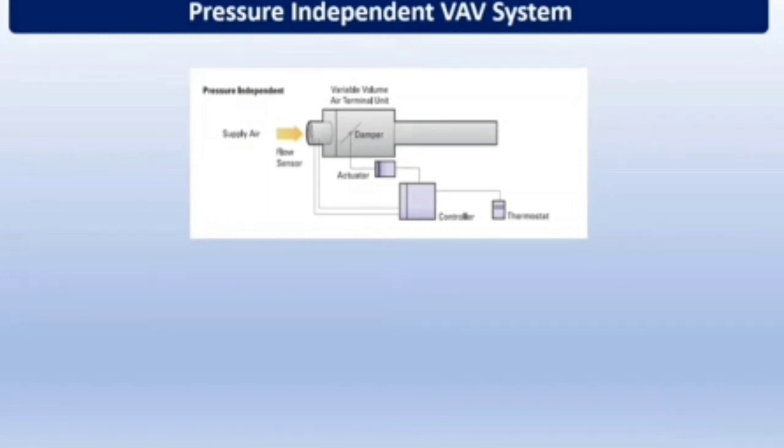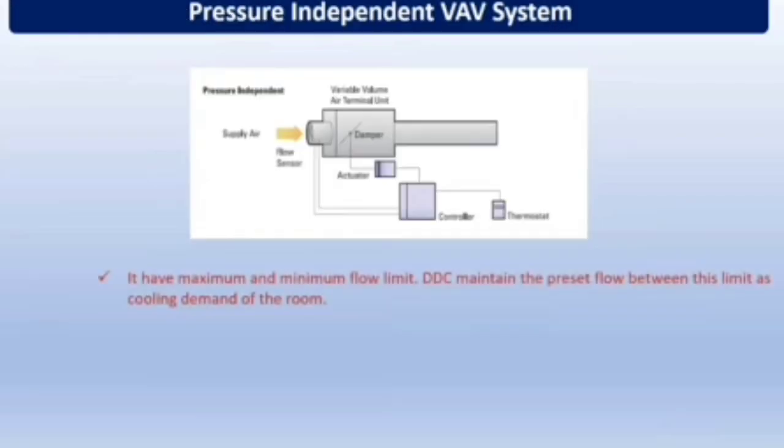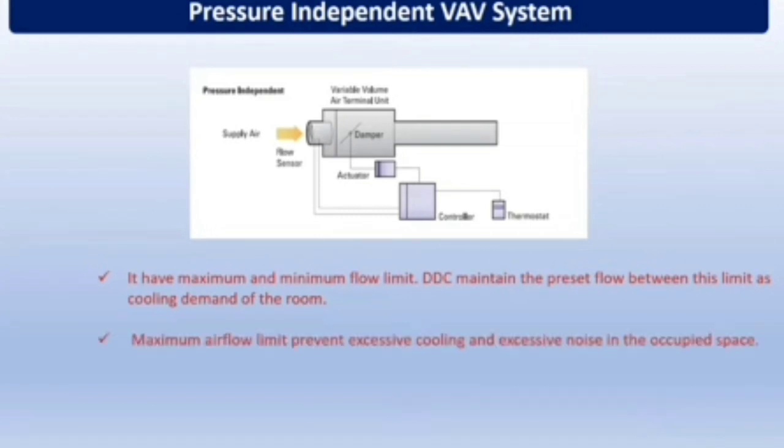Pressure independent VAV box have a maximum and minimum flow limit. DDC maintains the preset flow between this limit as per the cooling demand of the room. Maximum airflow limit prevents excessive cooling and excessive noise in the occupied space, while the minimum airflow limit ensures proper ventilation is maintained in the room.